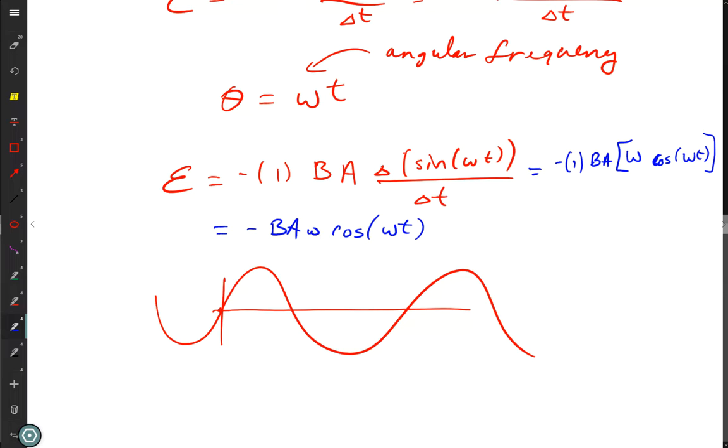So the voltage is going to be changing sinusoidally, and the maximum voltage is B times A times omega. What if I had more than one loop? What would it have been? Yep. And so the EMF max is going to be number of loops times magnetic field times area times omega.